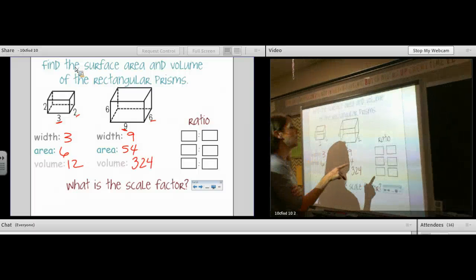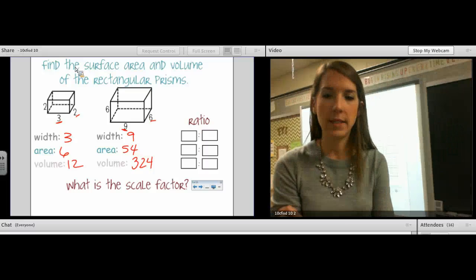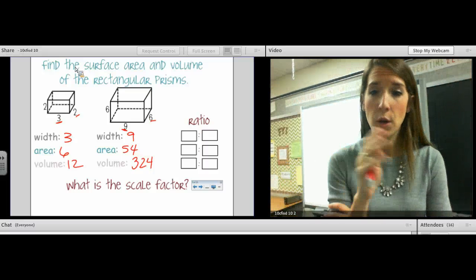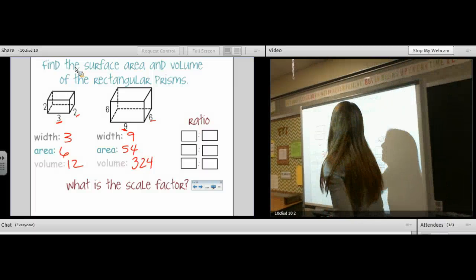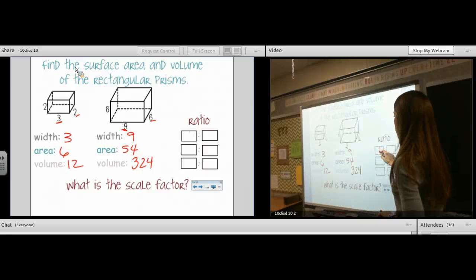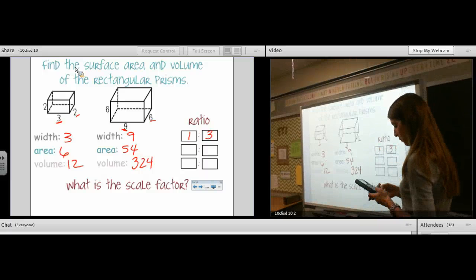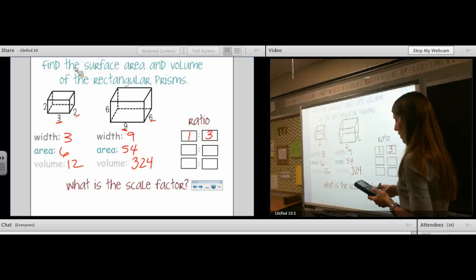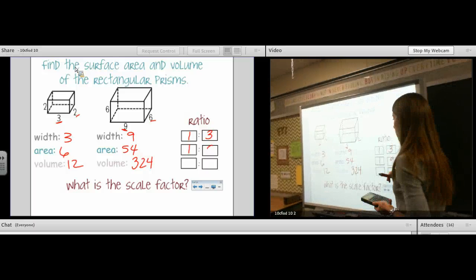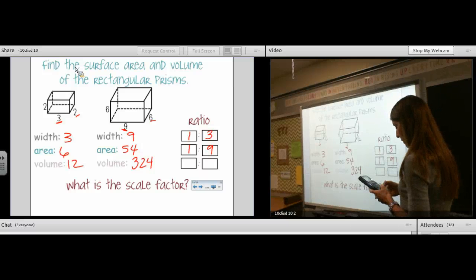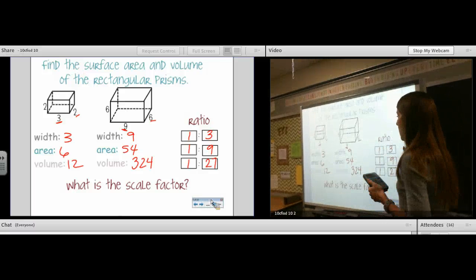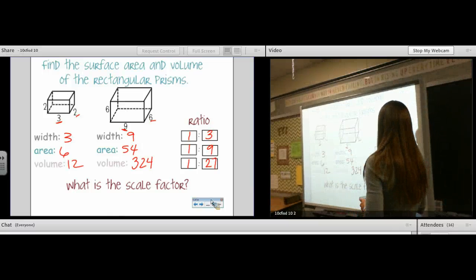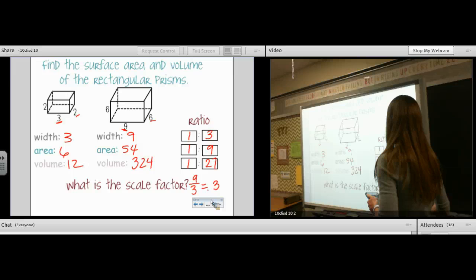And now to the side, we're going to write the ratio. We're not really writing the scale factor, we're just writing the ratio, and we need to make sure we reduce it. So 3 to 9 would be a ratio of 1/3. 6 to 54 would be a ratio of 1/9. And then 12 to 324 would be a ratio of 1 to 27. And what's the scale factor? Second over first, 9 over 3, so the scale factor is 3.